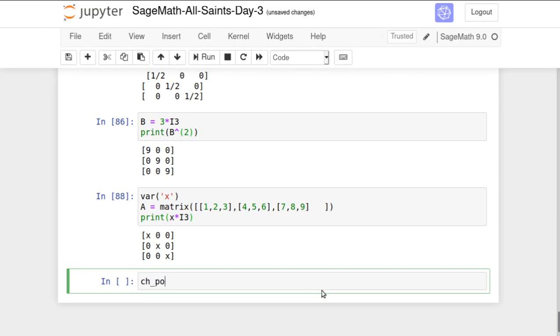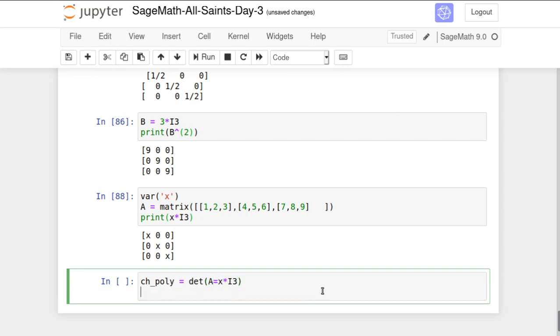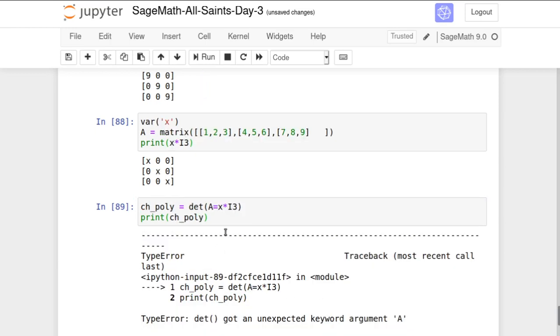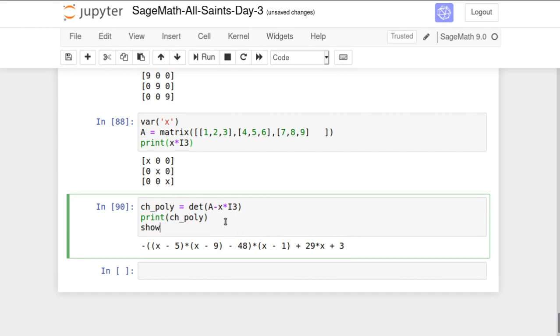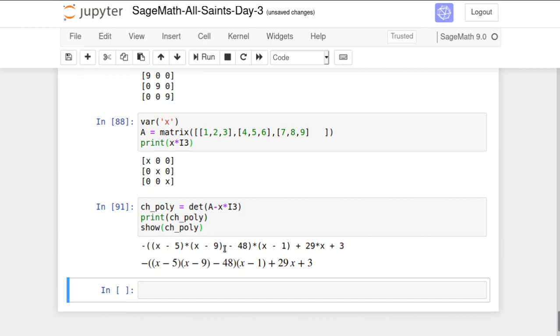Okay, ch equal to determinant of a minus x star i3, and print it. We get it to be equal to this. And if you want to see this once again in a neater, better format, use the show command. So you get this to be equal to minus x minus 5. It's already split. This is not expanded.